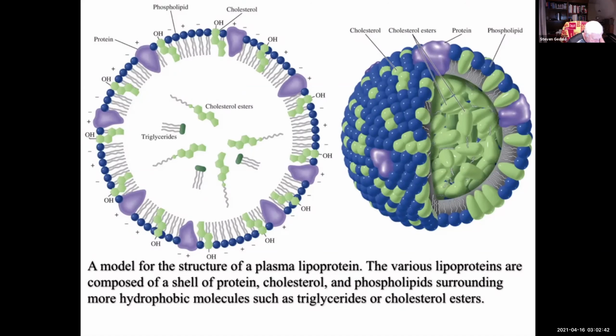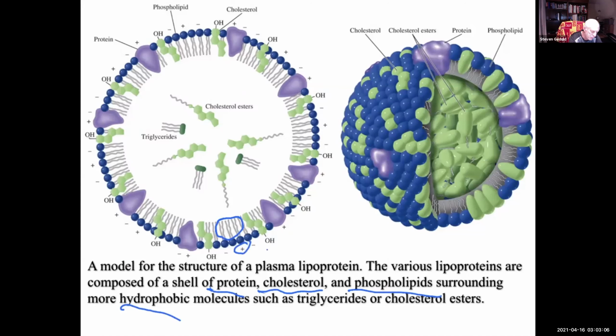Okay, this is a model of the structure of the plasma lipoprotein. Lipoprotein composes a shell of protein, and cholesterol and phospholipids surround many hydrophobic molecules, like your triglycerides and cholesterols, which are inside. So this forms your bilayer. These are your long chain fatty acids you can see here, and this is your phosphate heads.